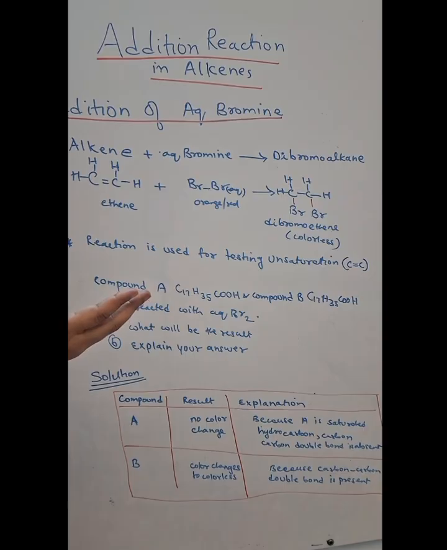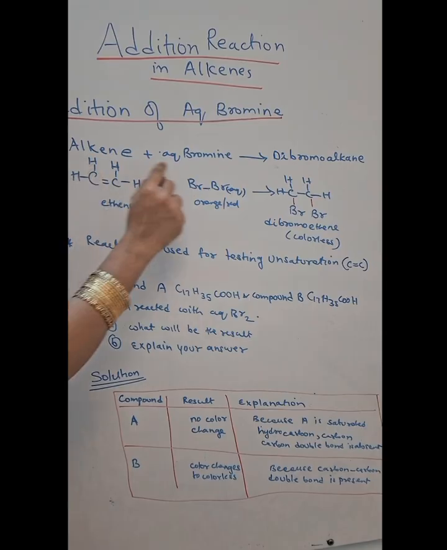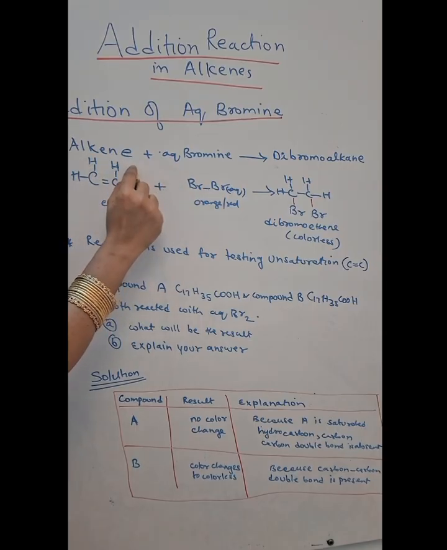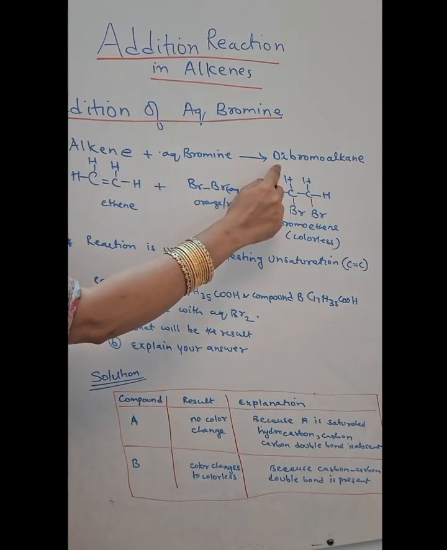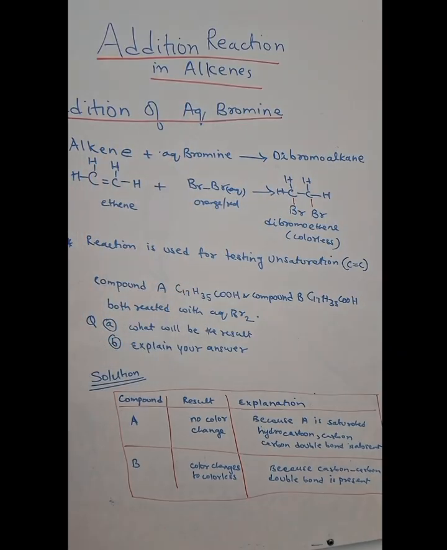Okay, and what is addition reaction? When only one product is formed. Okay? So first let us understand this reaction. When aqueous bromine is added to alkene, the product formed is dibromoalkane. Okay, and in this case we don't need any condition. This reaction takes place at room temperature.